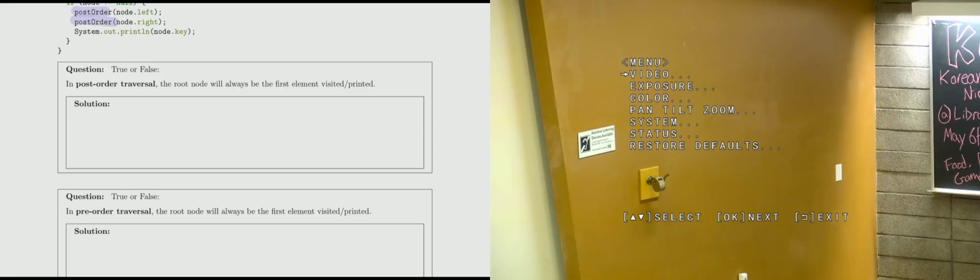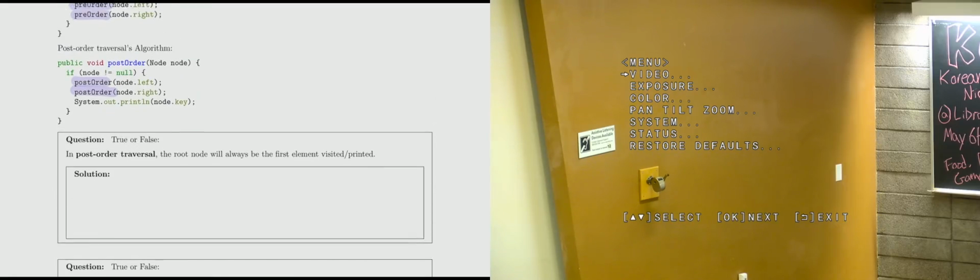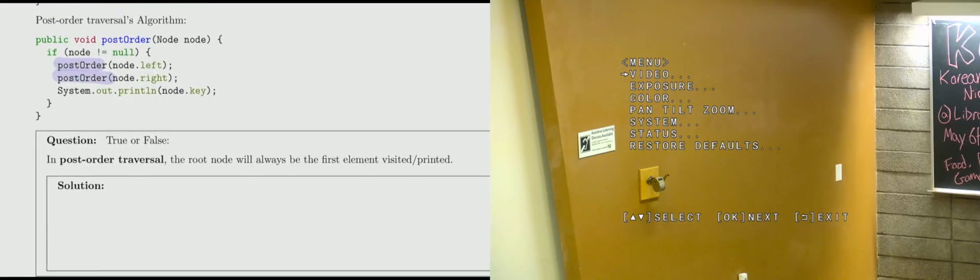So before we actually do the trace, let's do a 3-question pop quiz. The first question is, in post-order traversal, the root node will always be the first one visited. Is that true? So here's the post-order. Whether the root node will always be the first one. Yeah. This one is false. Why?